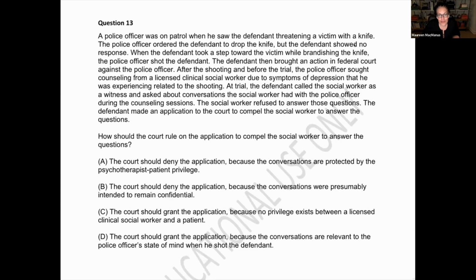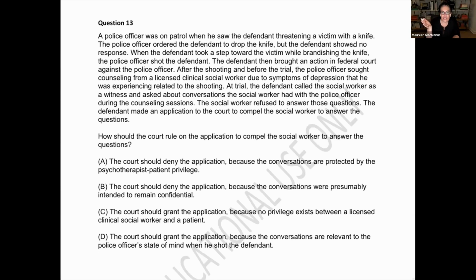There is a psychotherapist-patient privilege. Even though we don't have doctor-patient privilege in federal court, we do have therapist-patient privilege. I don't know why. I think it's kind of silly. Every state does have doctor-patient, but we don't have it federally, and we're in federal court. And we're not sitting in diversity. If they said that we were sitting in diversity, then maybe. So I think this question could be improved a little bit, but nonetheless.